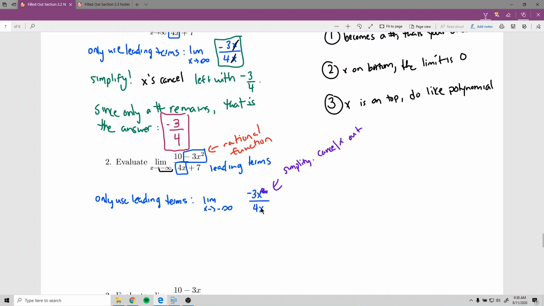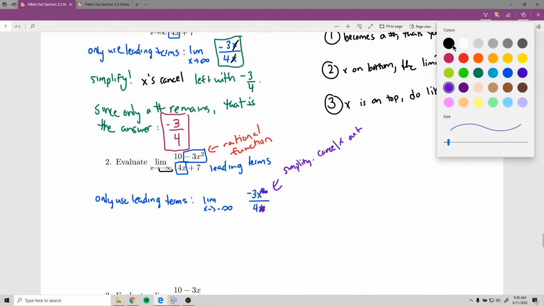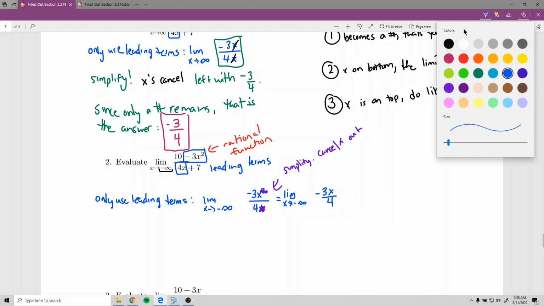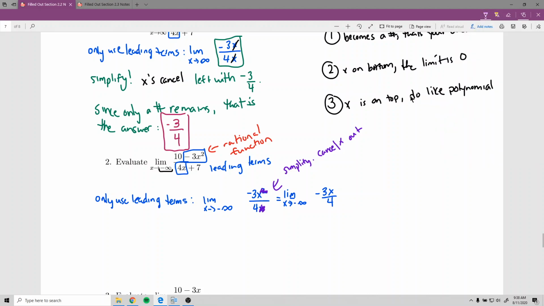We cancel one of the x's on the top with the x on the bottom, and we're left with 3 over negative 3x over 4. All right, so this one is the third possibility. If x is on top, do it like a polynomial, meaning plug in negative infinity, and we want to see whether it is positive infinity or negative infinity. All right, so go ahead and plug it in. We got negative 3 times negative infinity over 4.